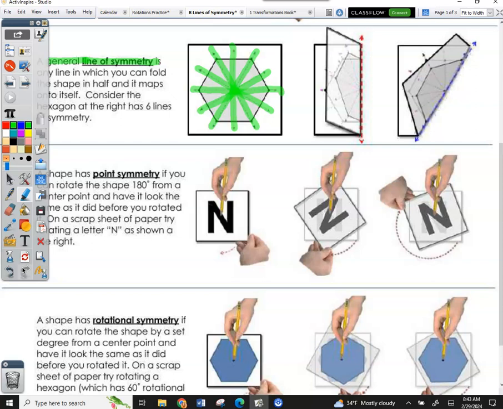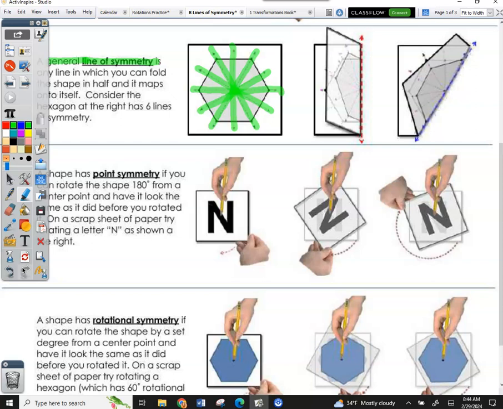Pentagon? 5. Pentagon in Washington, D.C. If you've ever seen the aerial image of the Pentagon, it is a regular pentagon. That's why it's called that. 5-sided.